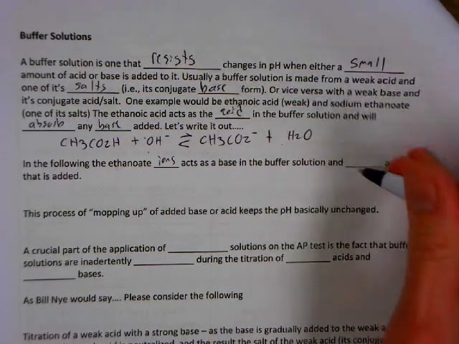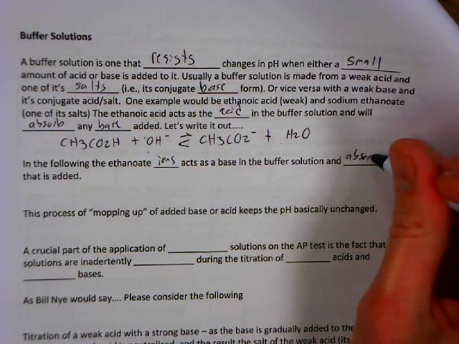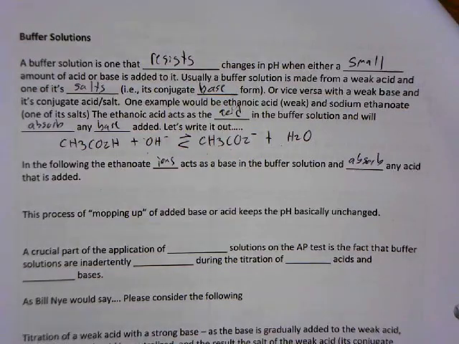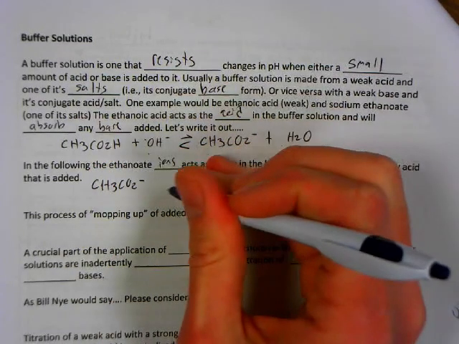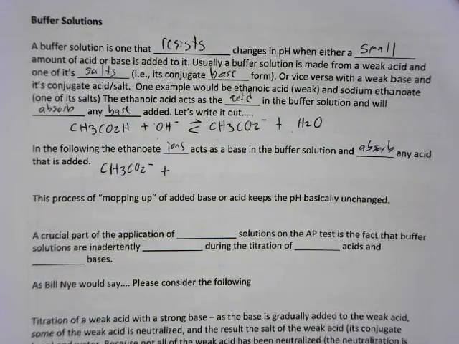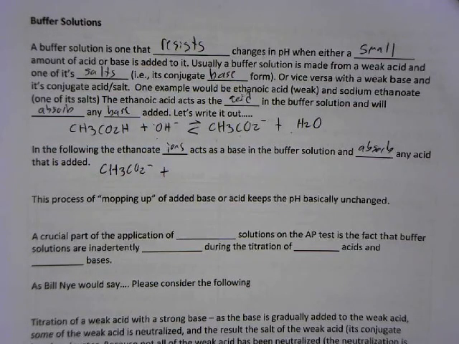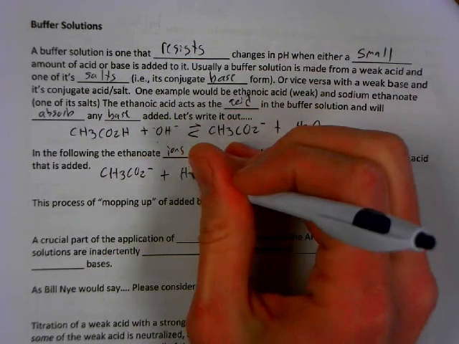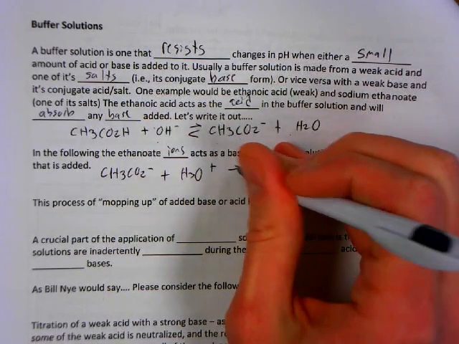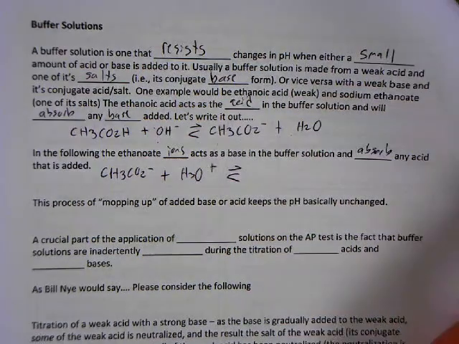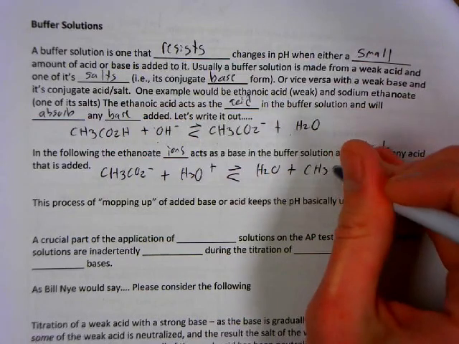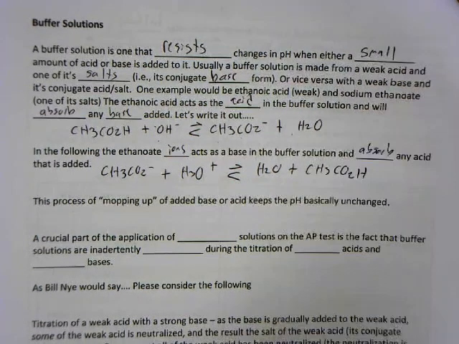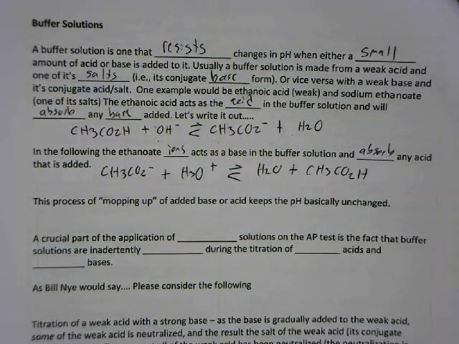In the following, the ethanoate ions, the next one we're going to write, act as a base in the buffer solution and absorb any acid that's added. So this is going to be the other way around. Now I have to start out with CH3CO2- plus, what am I going to be adding to this? H3O+, hydronium. H3O+ is in equilibrium with what? H2O is one of them, plus CH3CO2H. Yeah. So that's just kind of the opposite.